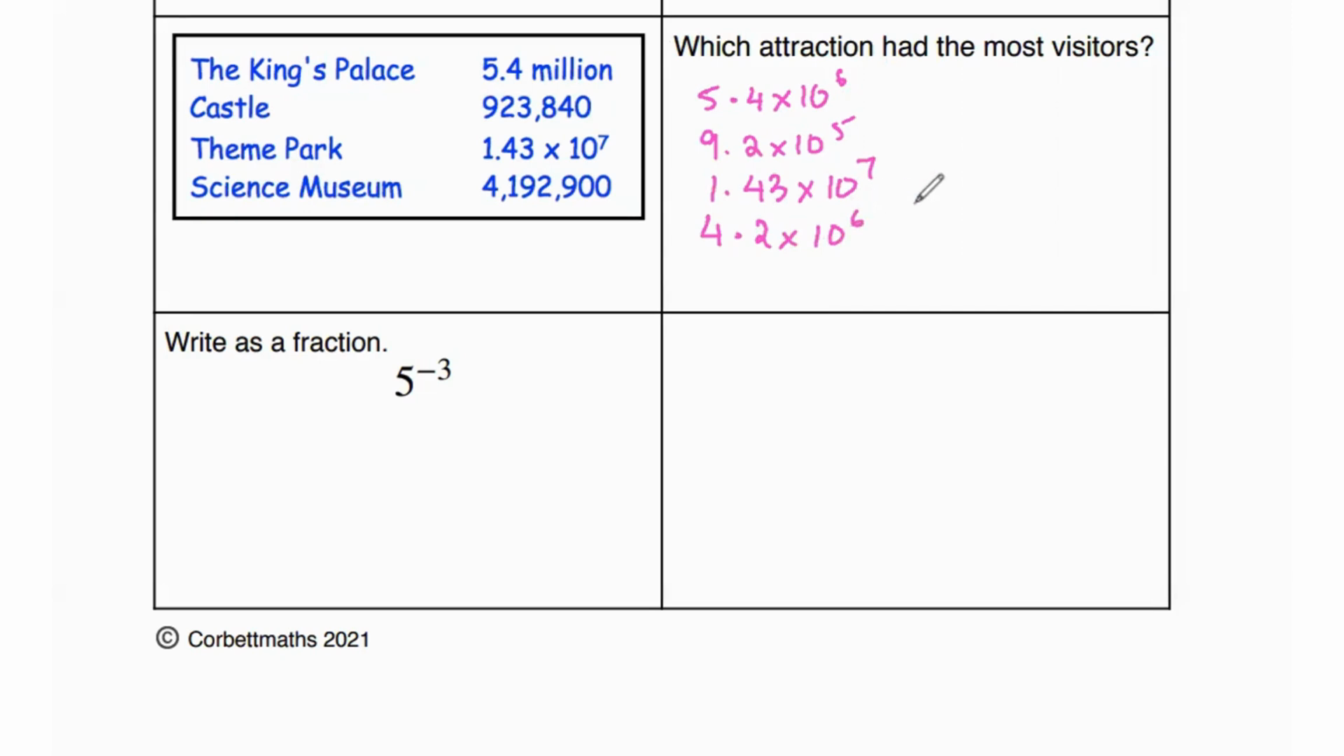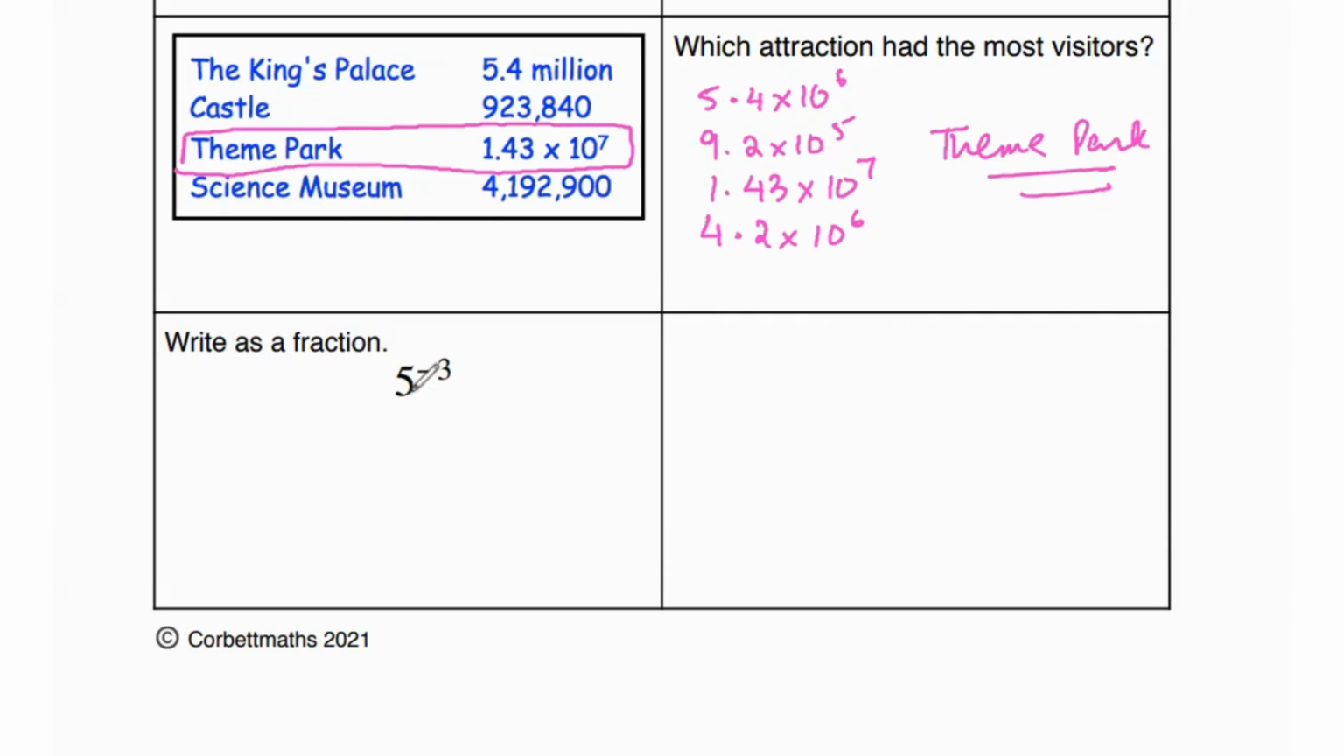So now if we compare the values, we can clearly see that the highest value is that of theme park, because that value is being multiplied by a greater power of 10 compared to the others. Now you would think that it's 1.43, so that's smaller than 9.2, 5.4, and 4.1. But that's not what we're focusing on. We're focusing on the final value. And for the final value, we can see that 9.2 is being multiplied by 10 to the power of 5, which is clearly smaller than 10 to the power of 7. So, theme park. That has the highest number of visitors.